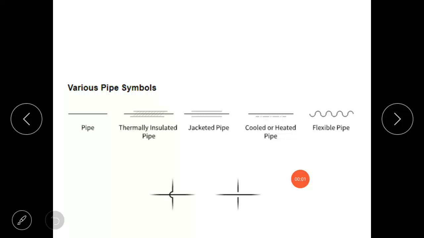Hello students, in this lecture also I'll be continuing with piping and instrumentation diagram. In this lecture I'll be talking about the pipes, tubes and hoses and their symbols that are used in P&I diagram.